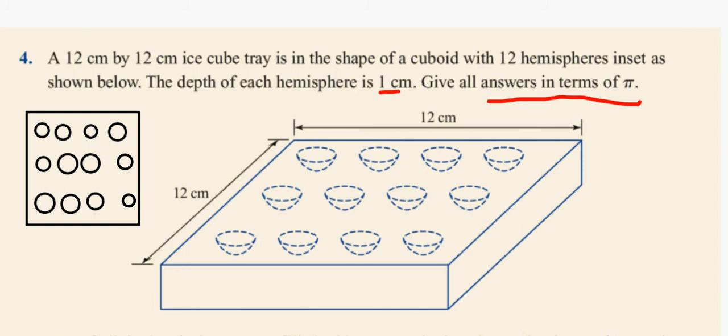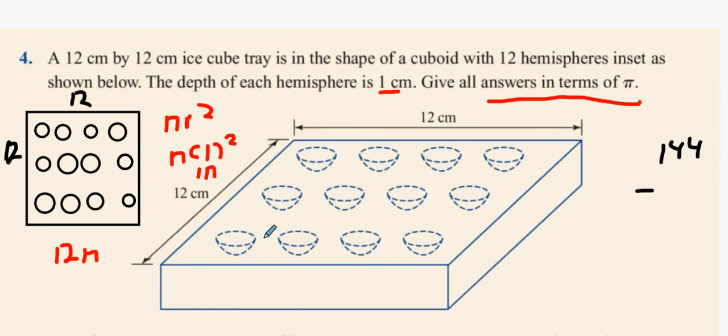So what's the area of one of these circles? Pi r squared. What's pi r squared? Pi times 1 squared. How many of them are there? 12. So I'd say 12 pi for all the circles. Does that make sense? Because the area of one circle is 1 pi. What's the area of the tray itself? 12 times 12? So 144, take away the area of the 12 circles. What do we get?